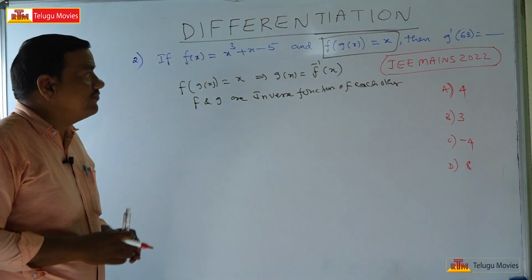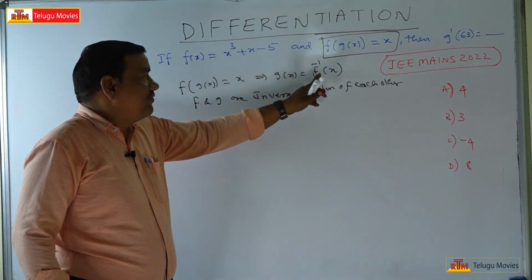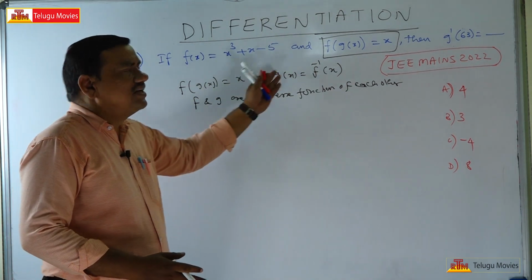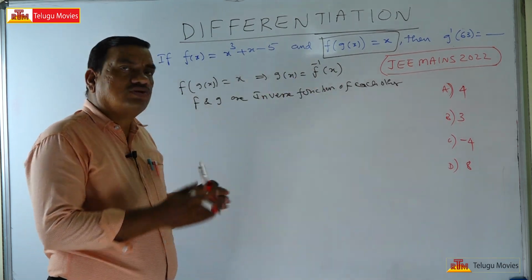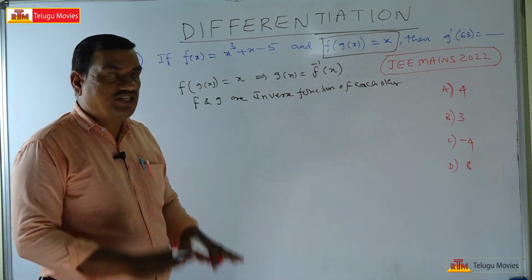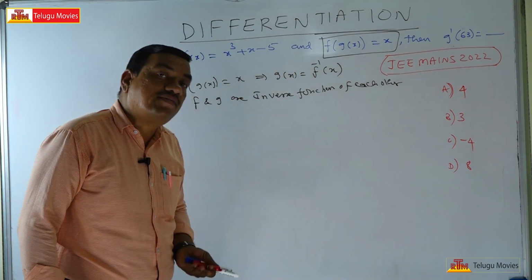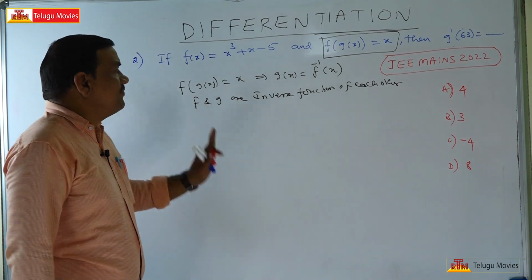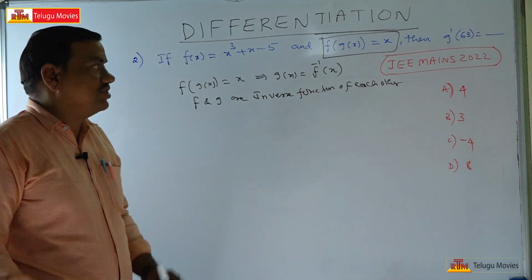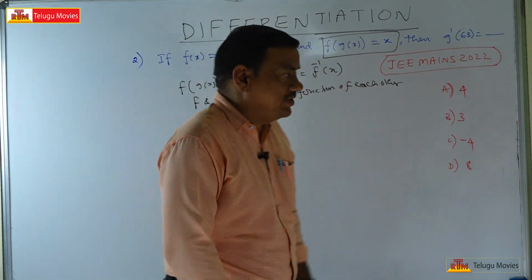Whenever it is given f of g of x is equal to x, so g of x is equal to f inverse of x. Take inverse on both sides. Of course, we have to consider that both f of x and g of x are bijections. Right. Therefore, g inverse of x is equal to f of x. Therefore, f and g are inverse functions of each other. Now, he is asking g dash of 63 is equal to how much?